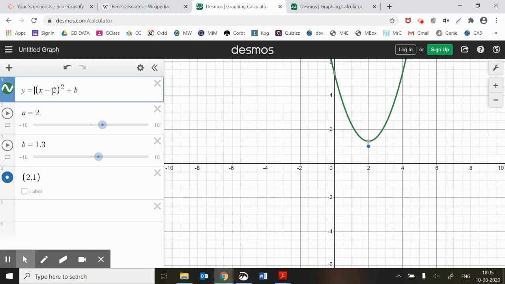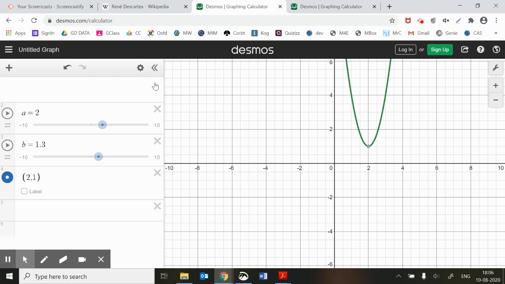Now, I can also put a number in front of this if I want to. I can put 2 in front of that, and it will make it twice as steep, but the vertex will stay in the same position. If I say for this, let's just put 1 in. Let's take it back to there. So I can put a 3 in there, and that will make it 3 times as steep.